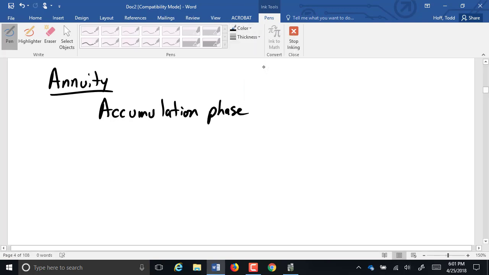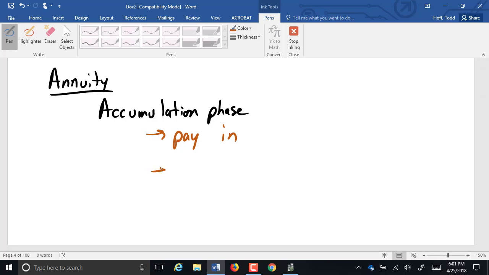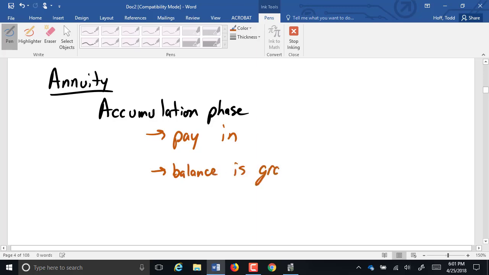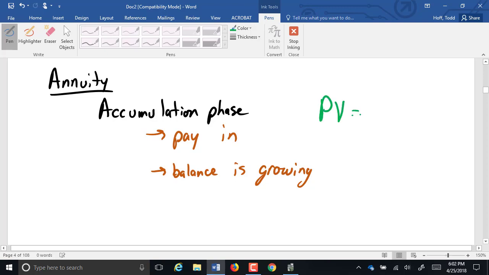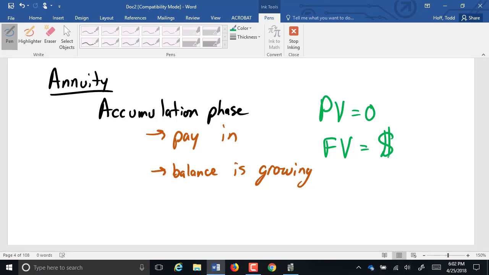In the accumulation phase, payments are being made into the fund. So you're paying in. The balance is growing. So in the accumulation phase, the present value is 0, and the future value is something. Hopefully a large number, right?